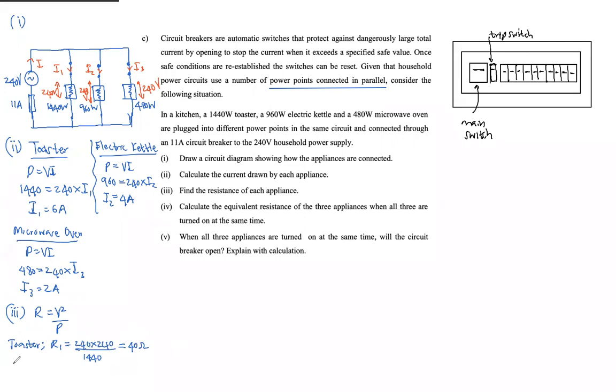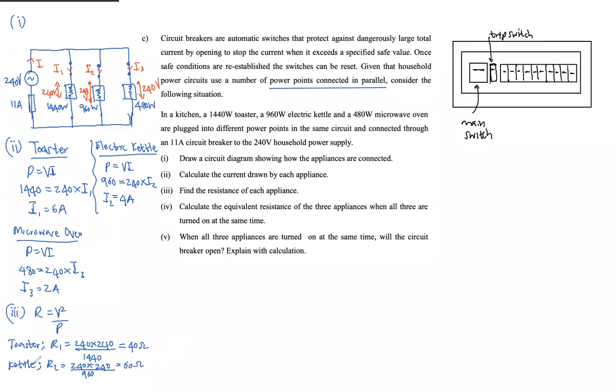And then the next one is for the electric kettle. When you find the resistance R2, that is 240 into 240 divided by the power, 960. 240 over 960 is 1 over 4, and 240 over 4 is 60 ohm. Correct me if I'm wrong, 60 ohm.